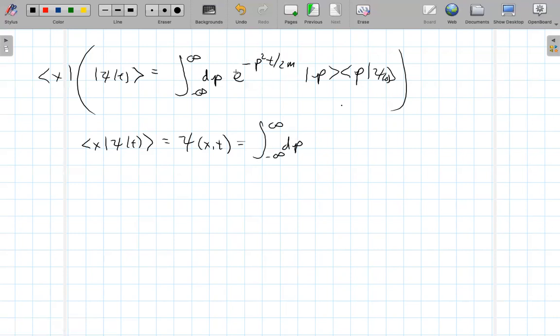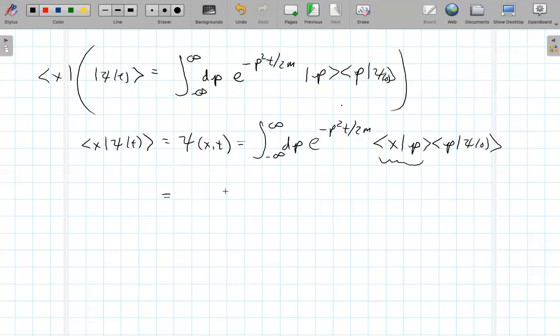Now, since this is just a number, I'm going to pass this bra version of x right past it. So this is going to be an e to the minus p squared t divided by 2m. Now I'm going to get the inner product between x and p, and then the inner product between p and psi at t equals 0. Again, this is just a transformation matrix, which goes from momentum space into position space. We already know what that looks like. This is now just the momentum version of the Gaussian wave packet. We already know what that is. So let's plug all those things in.